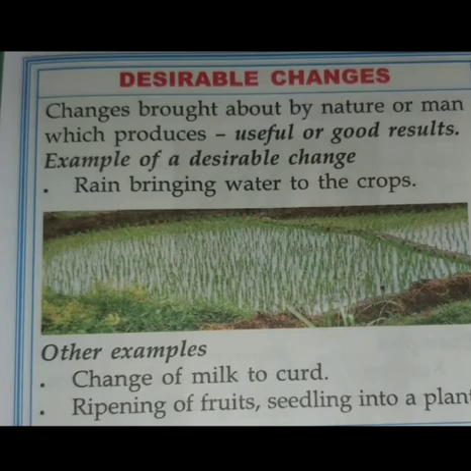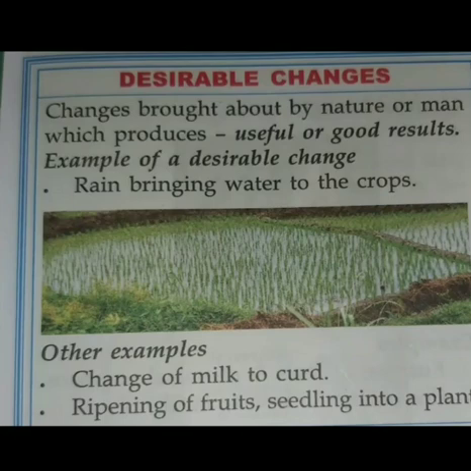The first one is desirable and undesirable changes. So what do we mean by desirable changes? Desirable changes are the changes brought about by nature or man which produce useful or good results. That means the changes which are beneficial or favorable for human beings. That type of changes are known as what?